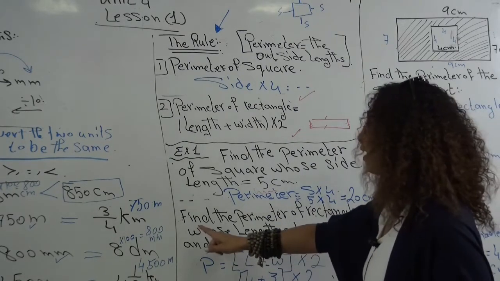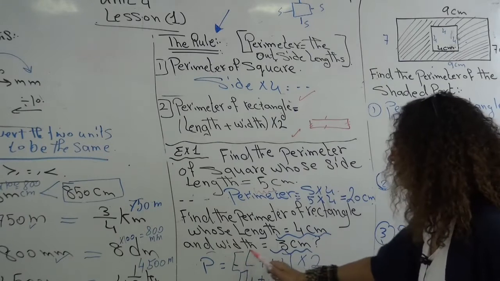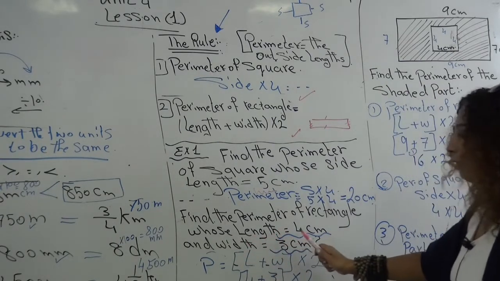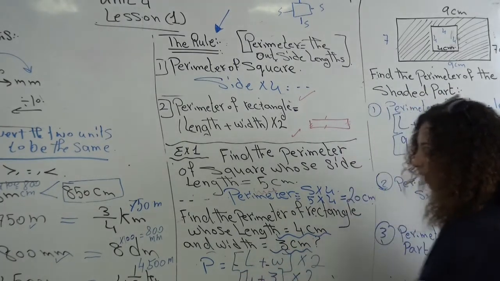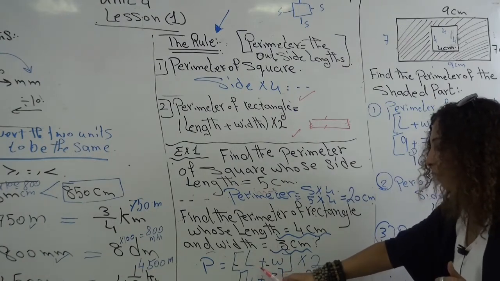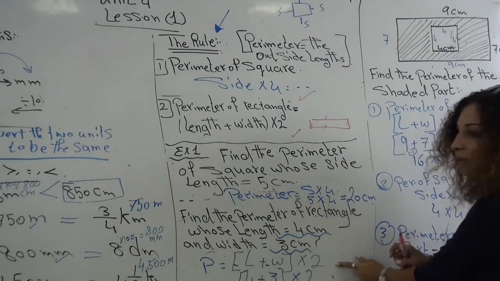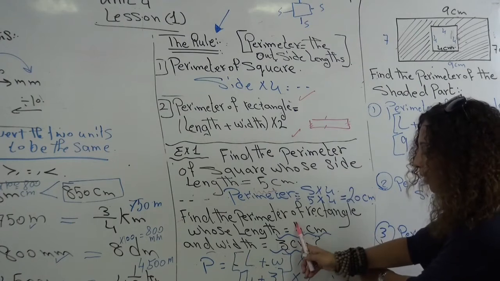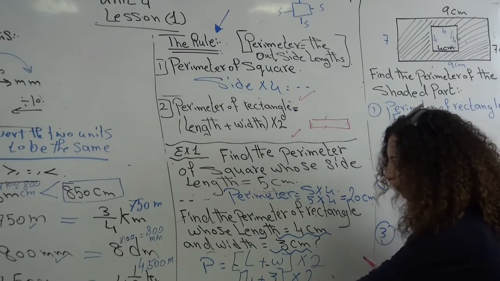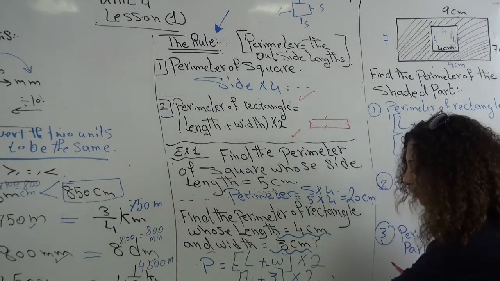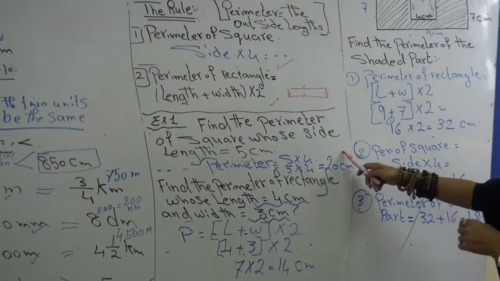The second one, find the perimeter of a rectangle whose length equals 4 centimeter and width equals 3 centimeter. Perimeter equals our rule, length plus width between brackets multiplying by 2. So the length equals 4 and the width equals 3, and then multiplying by 2. So 4 plus 3 equals 7, and then times 2 equals 14 centimeter. This is the perimeter of a rectangle.